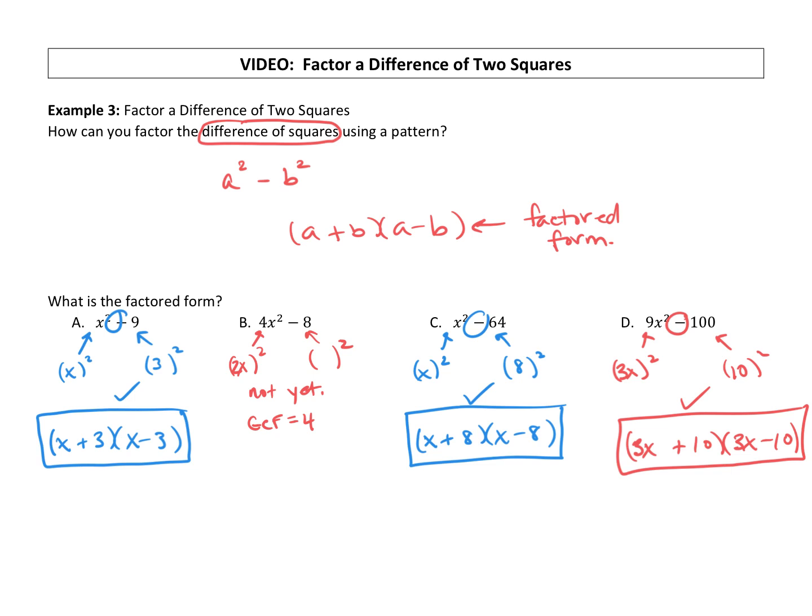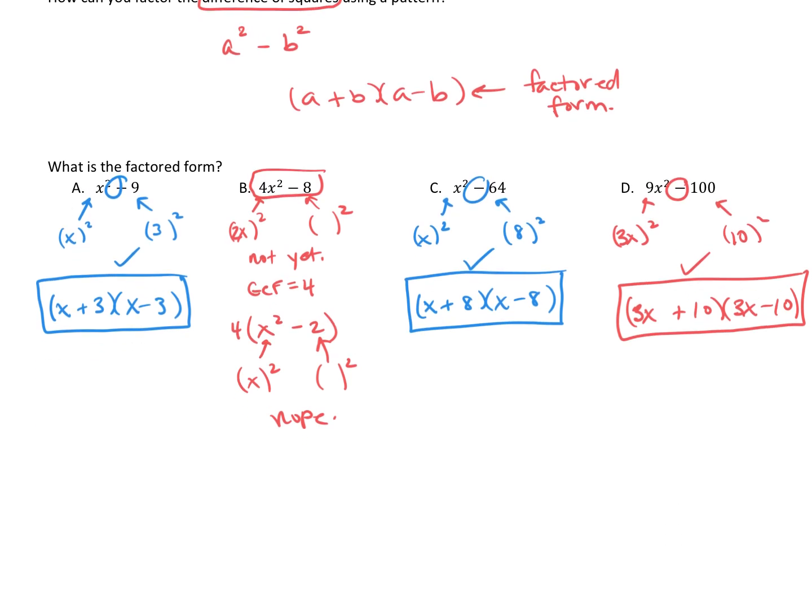Well, if we factor a 4 out of our problem up here, 4x squared minus 8, that leaves us with x squared minus 2. Now let's see if this is a difference of squares, because maybe we can keep factoring. Do we square anything to get that term? Yep, an x. Do we square anything to get a 2? No, we do not. So that means that this is not a difference of squares and we cannot factor it.